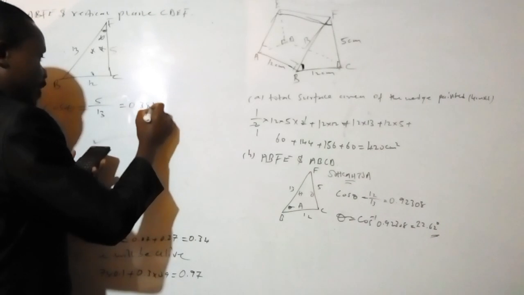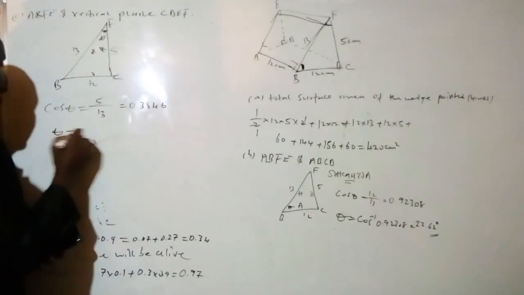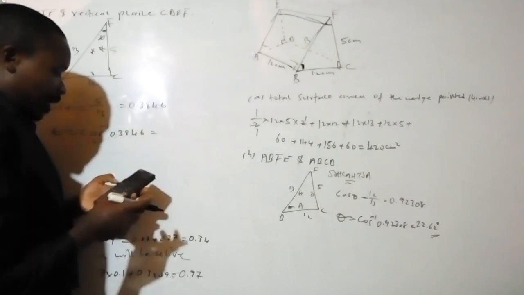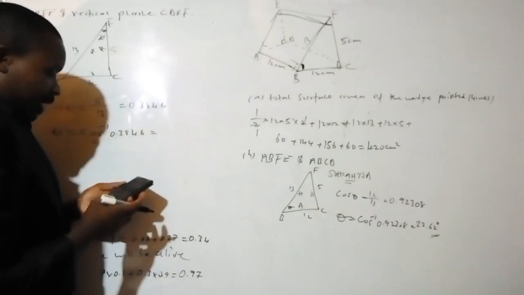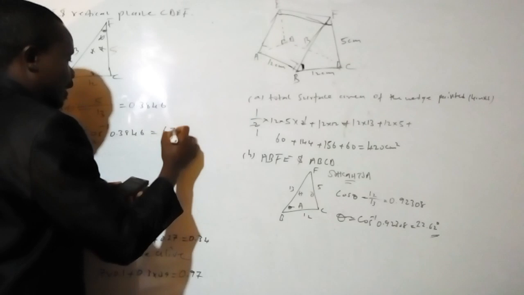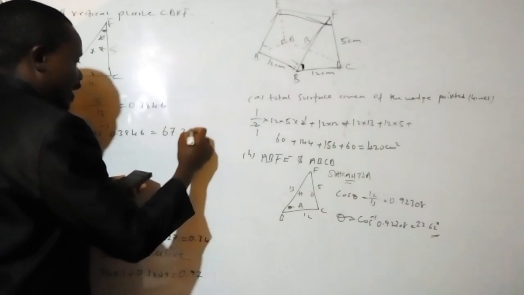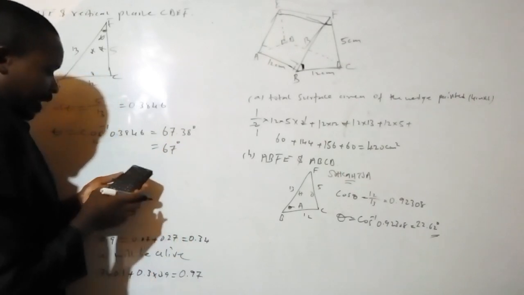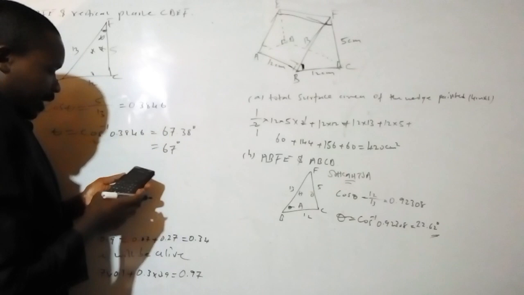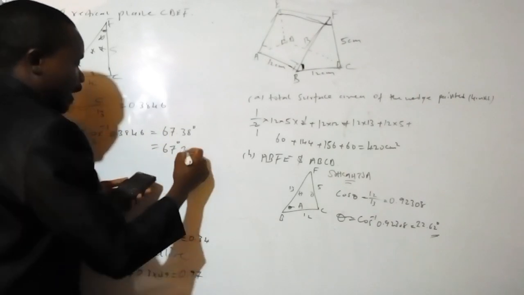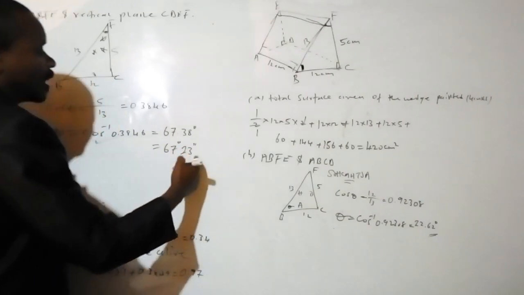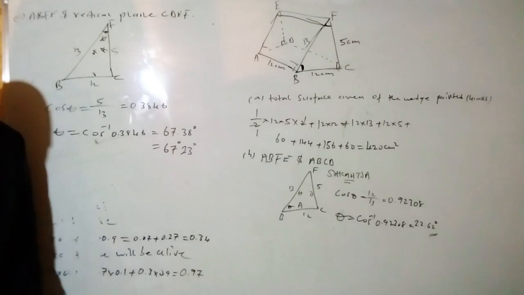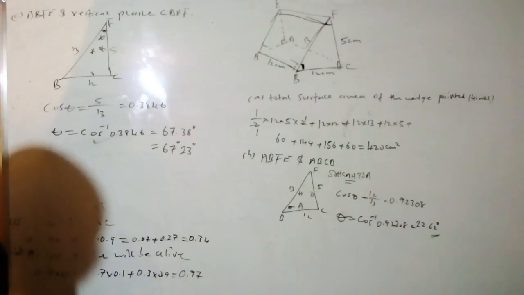0.3846, and theta is equal to anti-cos 0.3846, and we are going to get what? The anti-cosine answer is equal to 67.38 degrees, which is the same as 67 degrees and 23 minutes. This 23 means minutes. 67 degrees and 23 minutes. Correct. We are still moving on well.